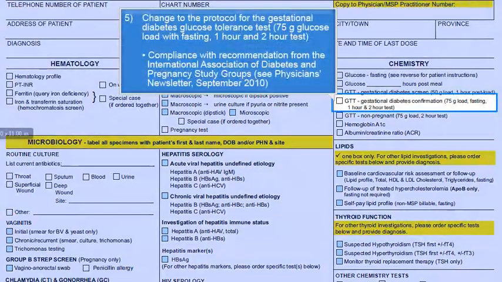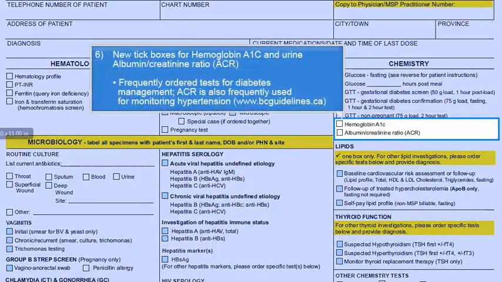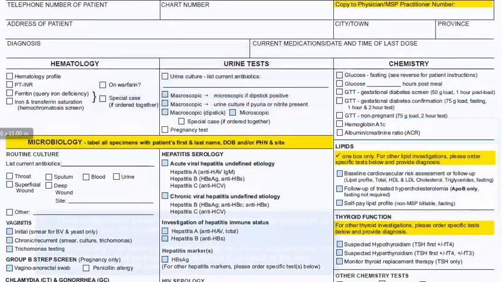Change to the protocol for the gestational diabetes glucose tolerance test. Compliance with recommendation from the International Association of Diabetes and Pregnancy Study Groups. New tick boxes for hemoglobin A1C and urine albumin creatinine ratio. Frequently ordered tests for diabetes management. ACR is also frequently used for monitoring hypertension.